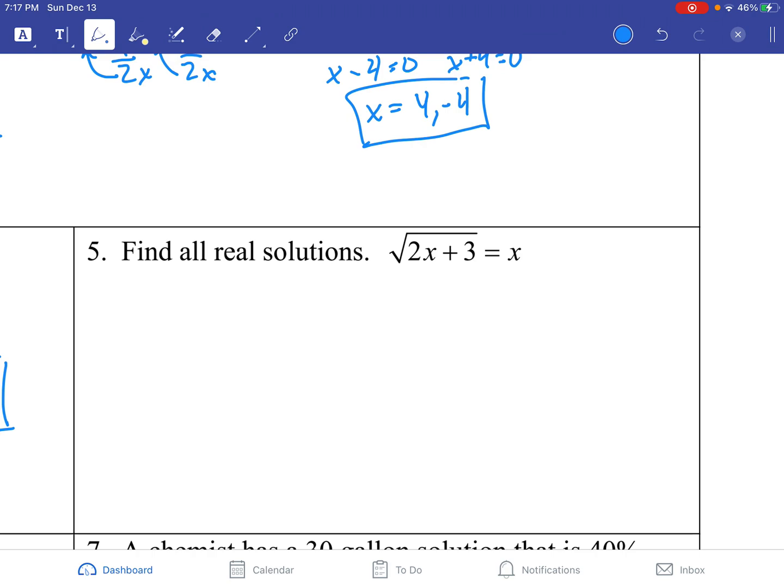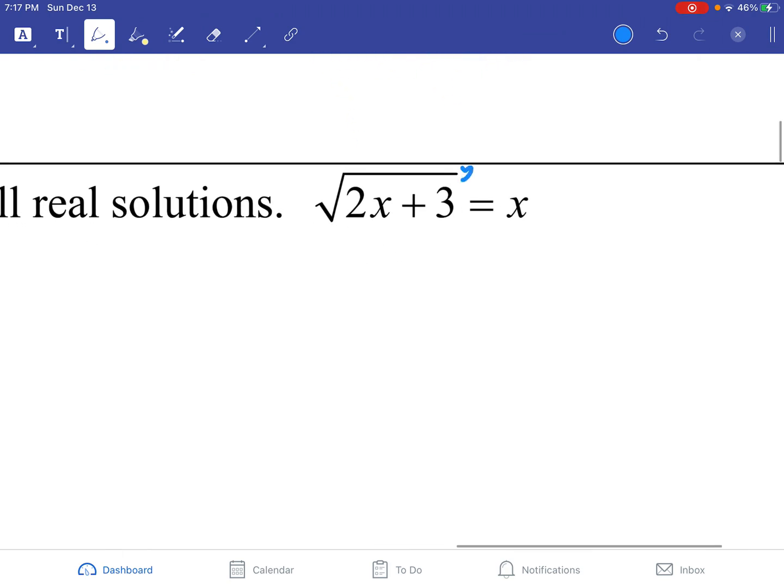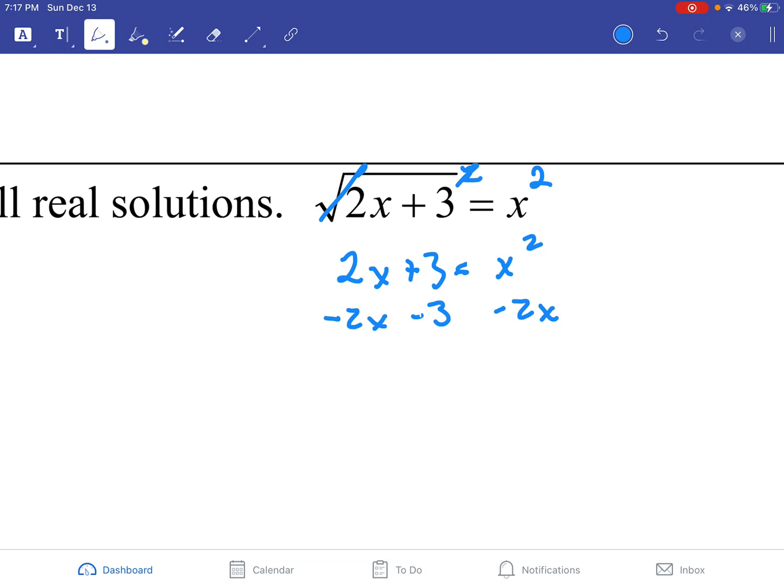Next question, number 5, is a radical equation. To solve these, you want to square both sides of your equation to get rid of that radical sign, because the squared and the square root will cancel each other out. You have 2x plus 3 is equal to x squared. Now this is going to turn into a quadratic equation by subtracting 2x and subtracting 3 to the other side.